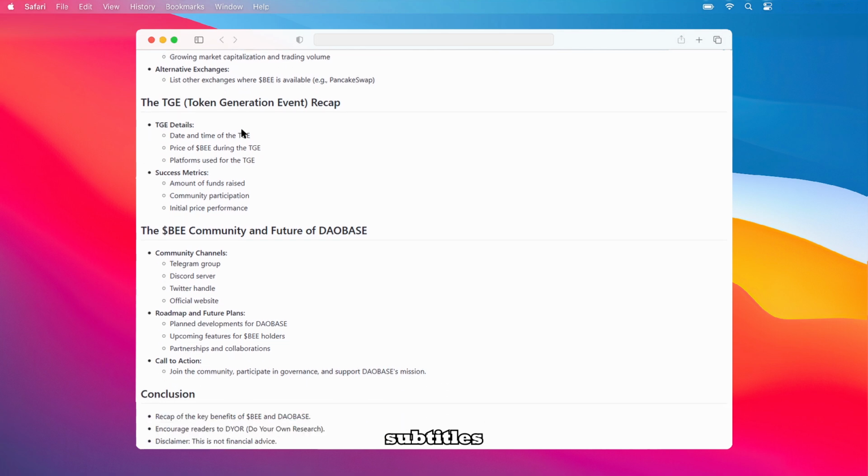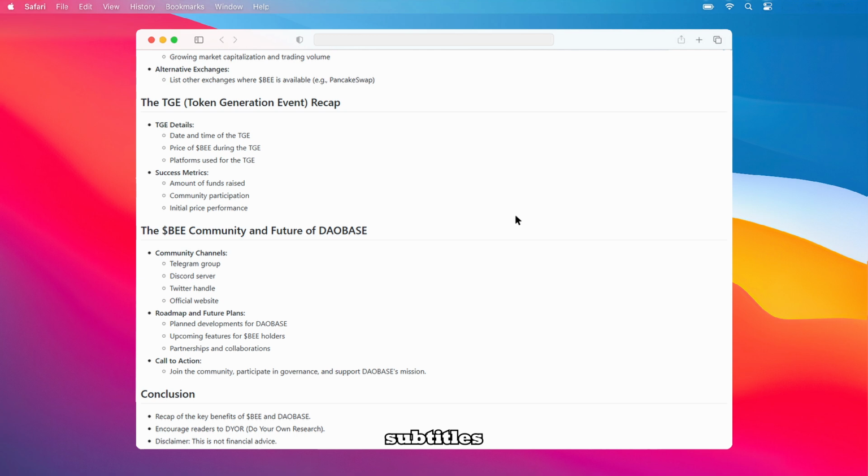Let's recap the TGE, or Token Generation Event. This includes the date and time, the price of $BE during the event, and the platforms used. We'll also look at success metrics such as the amount of funds raised, community participation, and initial price performance.